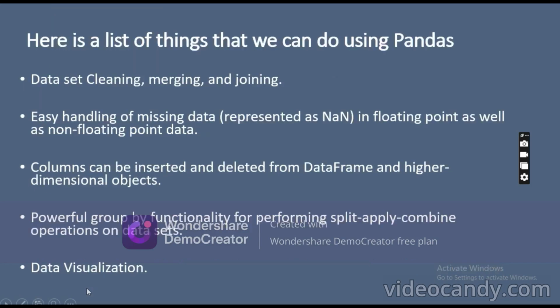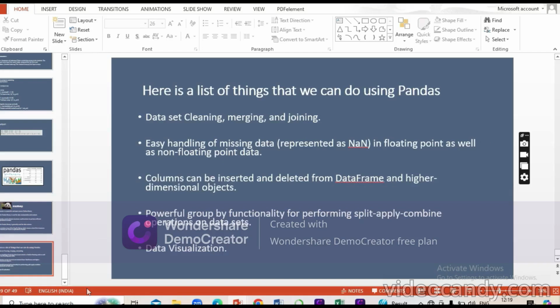Here is a list of things that we can do using Pandas: dataset cleaning, merging and joining. Easy handling of missing data, represented as NaN in floating point as well as non-floating point data. Columns can be inserted and deleted from a data frame and higher dimension objects. Powerful group by functionality for performing split, apply, combine operations on data sets. We can also use Pandas for data visualization.